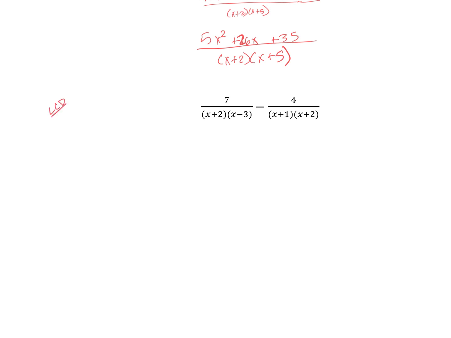Our least common denominator needs to have every factor that is in the denominator. So for instance, I can say automatically it's going to have at least an x plus 2 and an x minus 3 in it. Okay? What else does it need? X plus 1. It does not need another x plus 2. Is this okay?